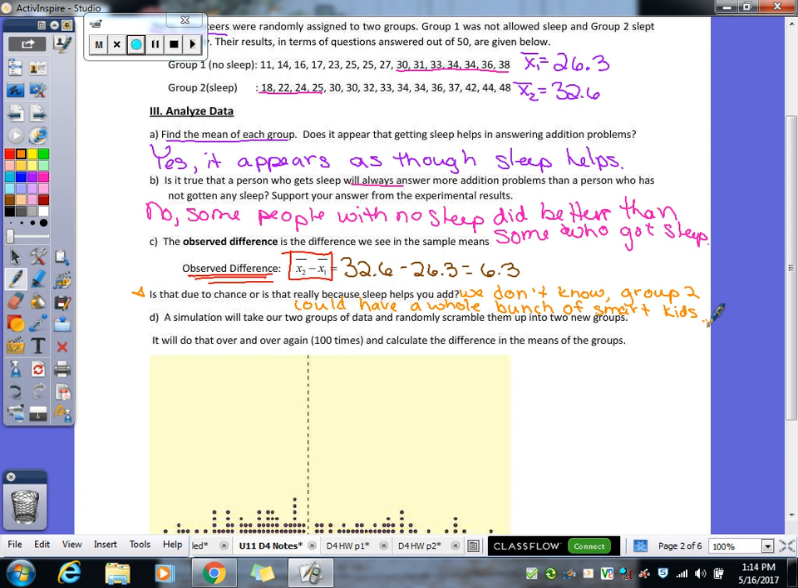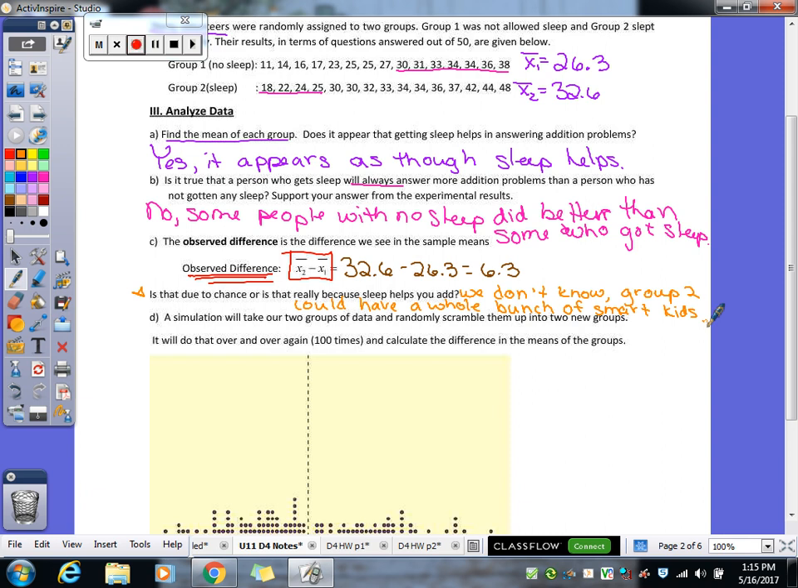But this time when they create the new groups, they don't care whether they got sleep or no sleep. So in group 1, you're going to now have a combination of people who get sleep and don't get sleep. And in group 2, you're going to have a combination of people who get sleep and who don't get sleep.